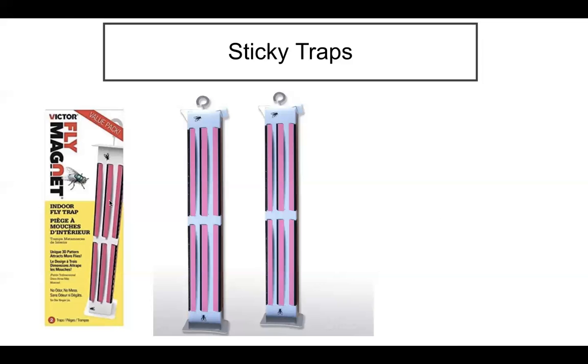But essentially, we take one of these sticky traps out of this pack and we hang it up on a string, on a fishing line that's strung between two long bamboo shoots.